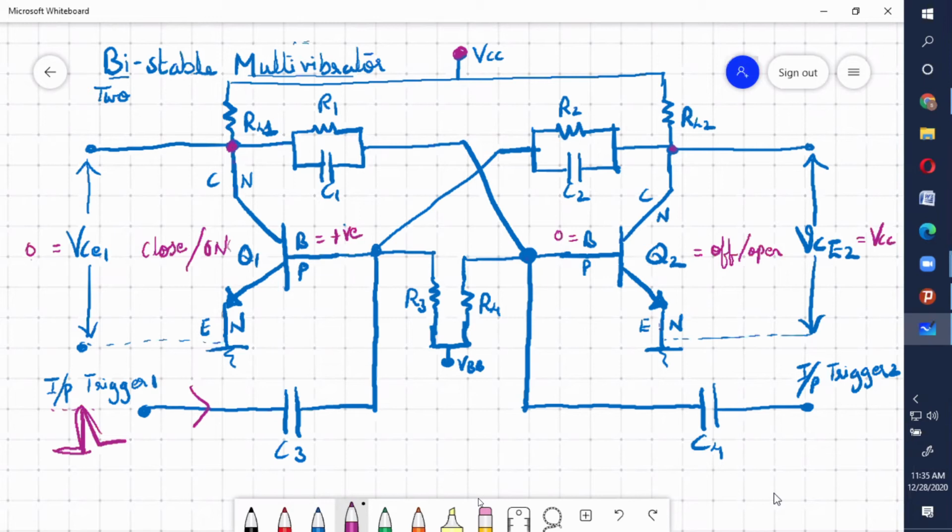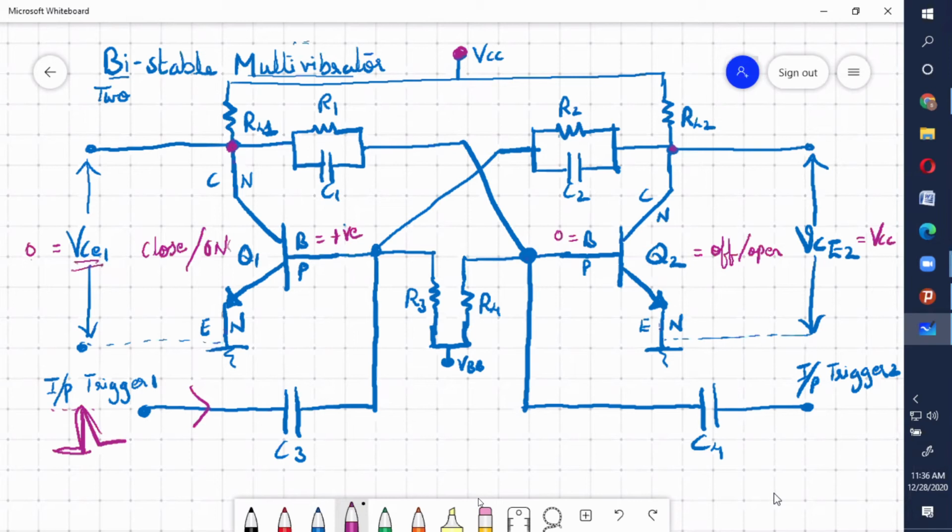Now please see here, when you apply a trigger at base 1, whenever you give a positive voltage at trigger 1, the base of Q1 is positive. Because the base of Q1 is positive, it will act as a closed switch. So this collector and this emitter get shorted. What is the value you have? Ground. Ground means 0, and that 0 is connected to your collector. So you receive that 0 as VC1. VC1 is equal to 0.